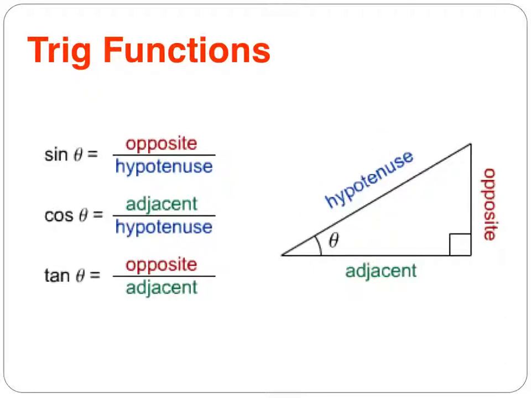Our trig ratios can be defined by writing ratios according to the sides. Sine of theta, for example, is defined as the opposite over the hypotenuse. Cosine of theta is defined as the adjacent over the hypotenuse. And tangent of theta is defined as the opposite over the adjacent.